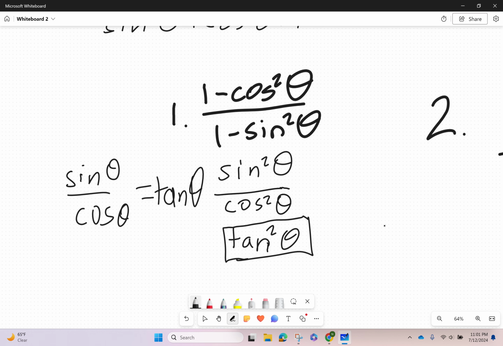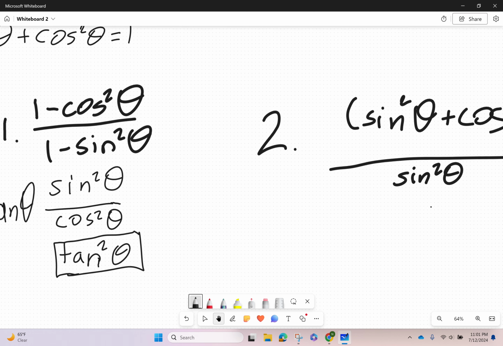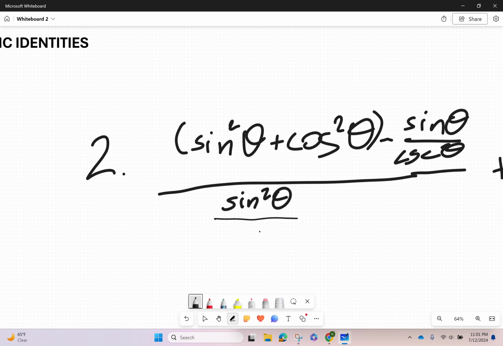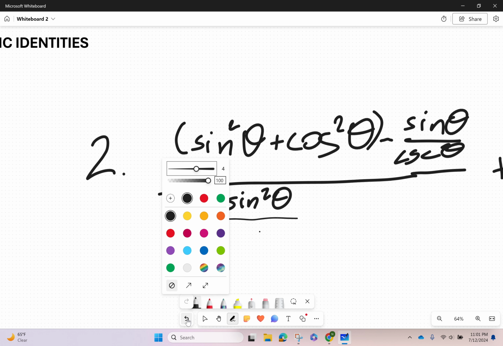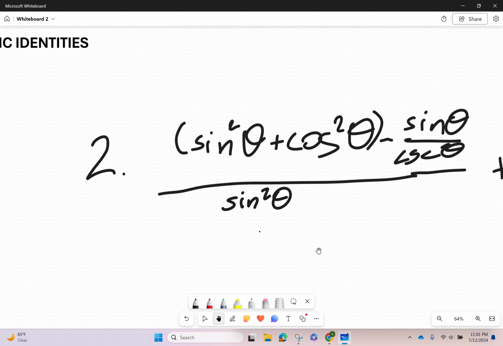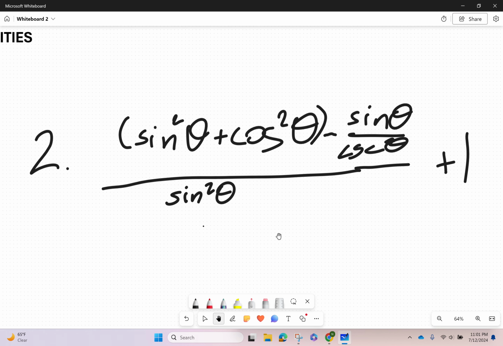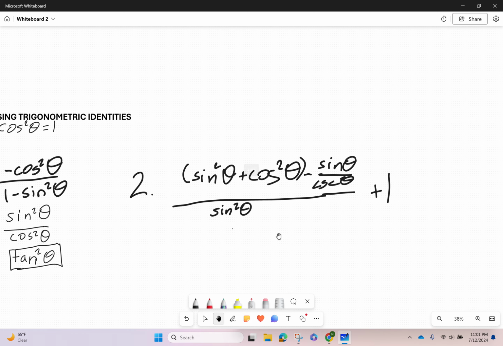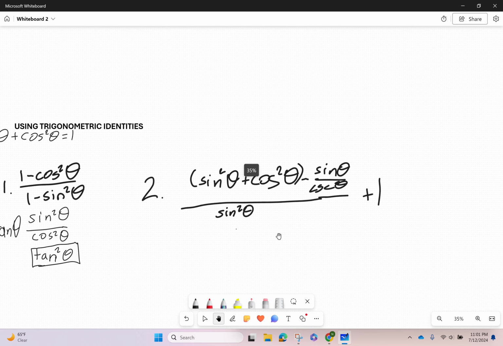Now, that was an easy problem. Let's move over to question 2, which is a little more difficult, however, very manageable. And once you go one step at a time, it's actually fairly simple, and you'll be able to do it pretty easily. Now, I'm looking at this numerator. It's looking pretty complicated. I want to attack this first.